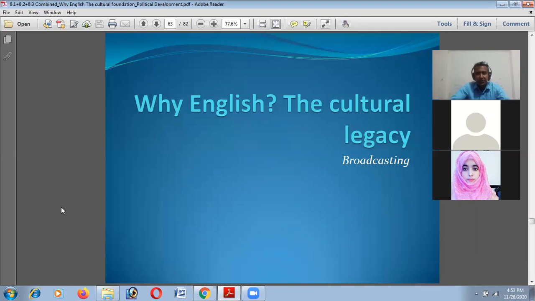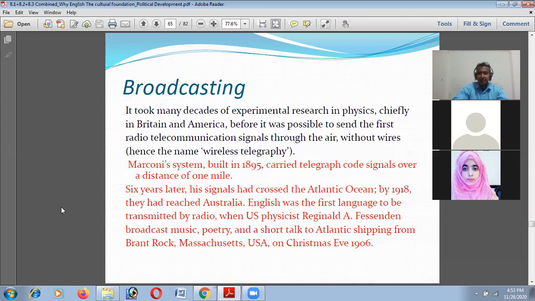Another issue relating to that is the broadcasting. In this regard, we already have the information about radio. When we had been discussing access to knowledge, the Marconi system built in 1895 carried telegraph code signal over a distance of 1 mile. When Marconi established radio, that was 1 mile distance. 6 years later, his signals had crossed the Atlantic Ocean. By 1918, they had reached Australia. English was the first language to be transmitted by radio.